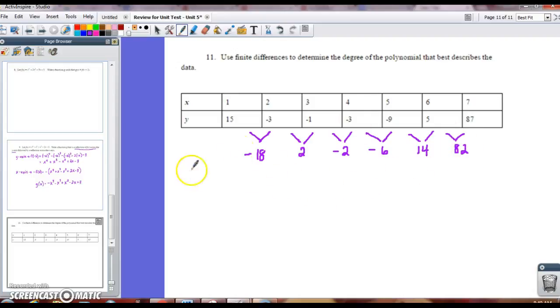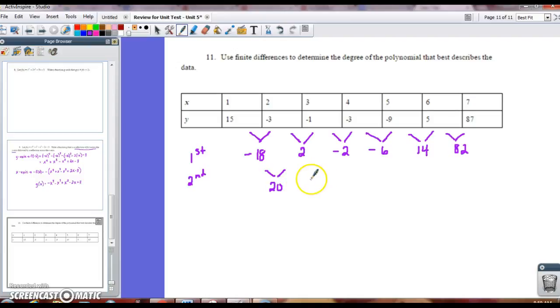Okay, clearly these are not constant. That was my first difference, so now I have to go ahead and do my second difference. I'm going to do the exact same thing that I just did. I'm taking the second number and subtracting the first one. So 2 minus -18 gives me 20.